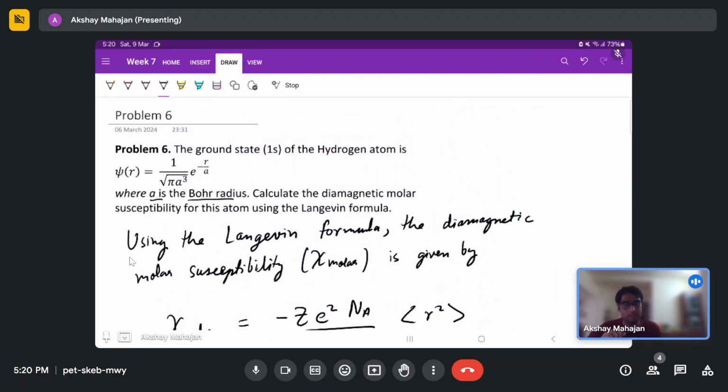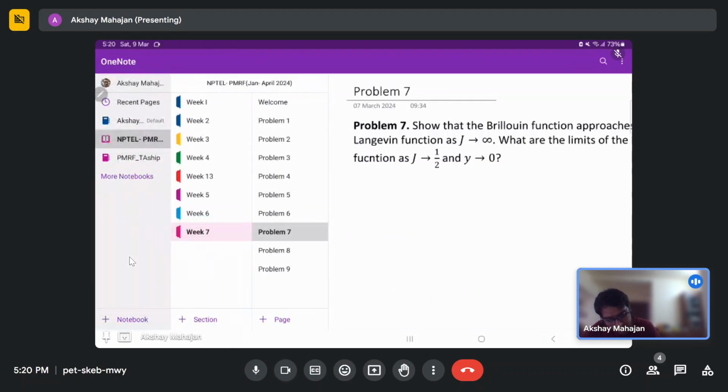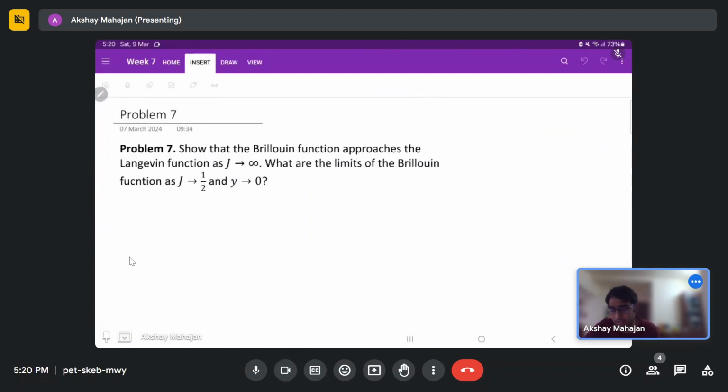Any doubt in this problem? Okay, no doubts. So let's move on to our problem number 7. In problem number 7, what we have to do is show that the Brillouin function approaches the Langevin function as j tends towards infinity, and what are the limits of the Brillouin function as j tends to half and y tends to 0. This is the Brillouin function that we have found for the paramagnetic case, as done in the lectures as well. That gives you your M divided by Ms.